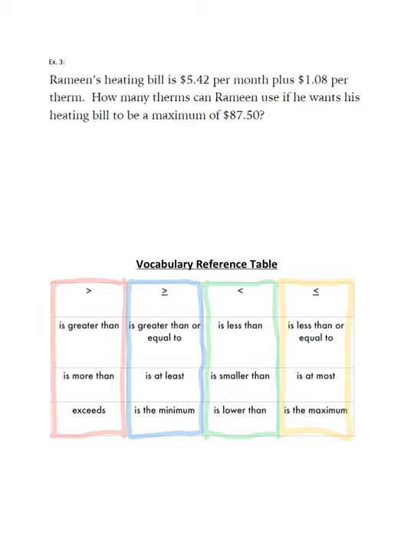Looking at this third example, Ramin's heating bill is $5.42 per month plus $1.08 per therm. How many therms can Ramin use if he wants his heating bill to be a maximum of $87.50? So looking back to see what they're asking: how many therms. Usually after those question words, how many or what amount, the following word is what's going to be represented by your variable. So here we're going to use x to represent the number of therms.